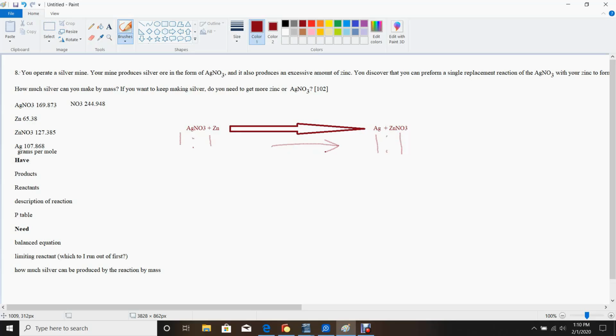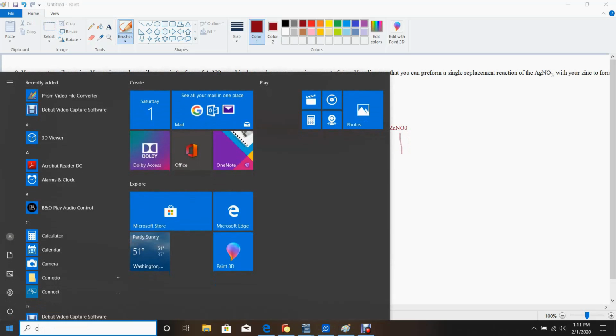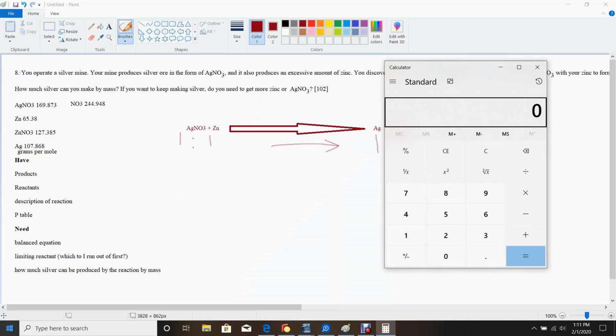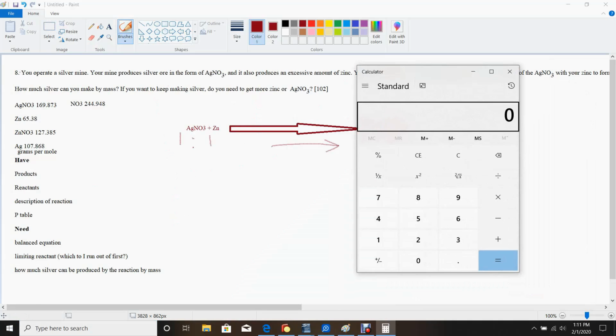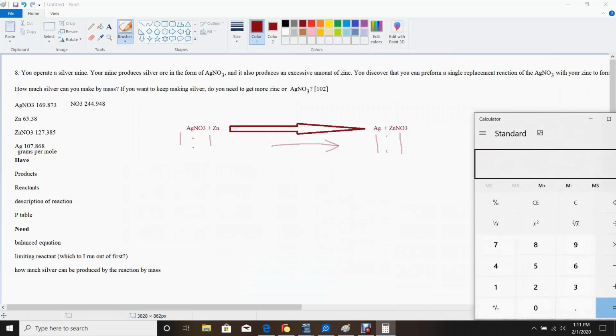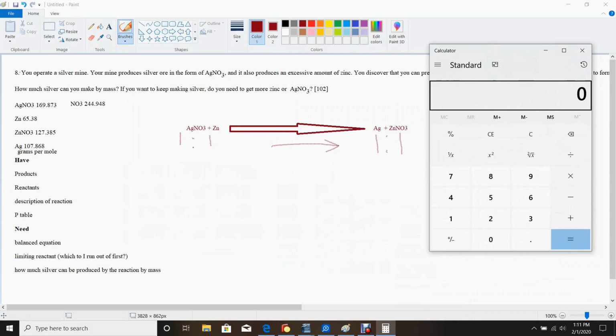So we've done our balanced equation. We've done our molar ratios. Let's start talking about how many moles of each, though. Let's start with our AgNO3. I already did the work on the periodic table to get the mass of 1 mole of AgNO3. It's pretty massive stuff, in fact. How many moles of AgNO3 do we have?